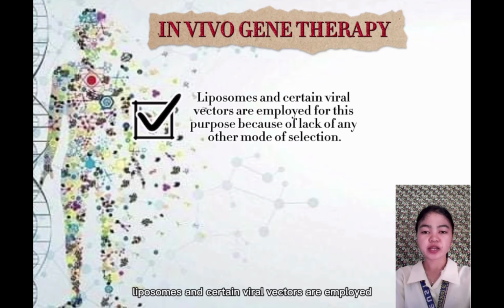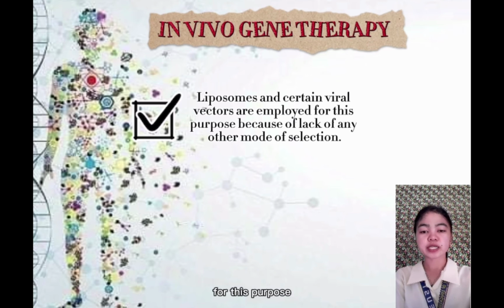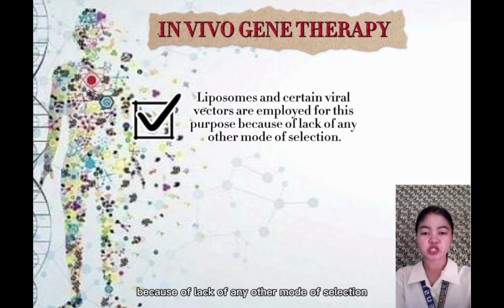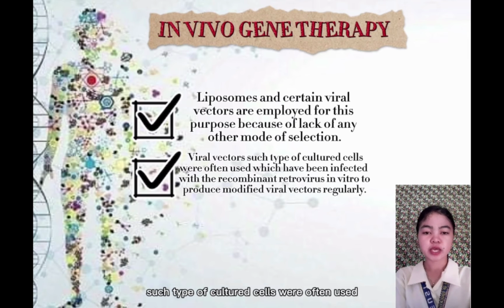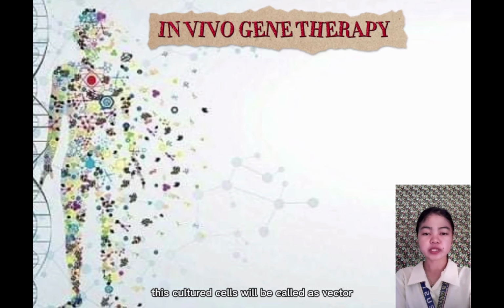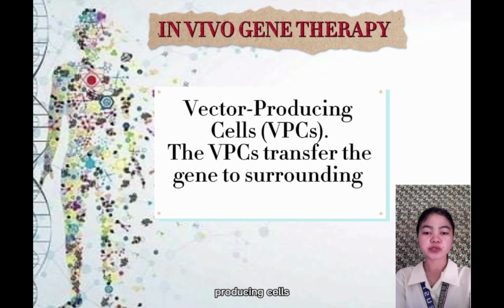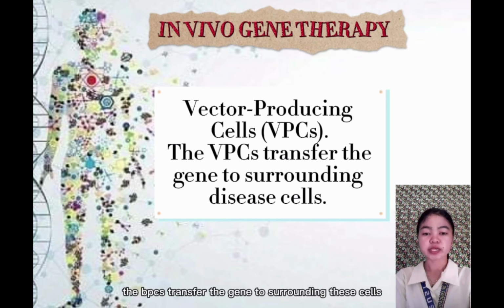Liposomes and certain viral vectors are employed for this purpose because of lack of any other mode of selection. In case of viral vectors, such type of cultured cells were often used which have been infected with the recombinant retrovirus in vitro to produce modified viral vectors regularly. These cultured cells will be called vector-producing cells, or the VPCs. The VPCs transfer the gene to surrounding disease cells.